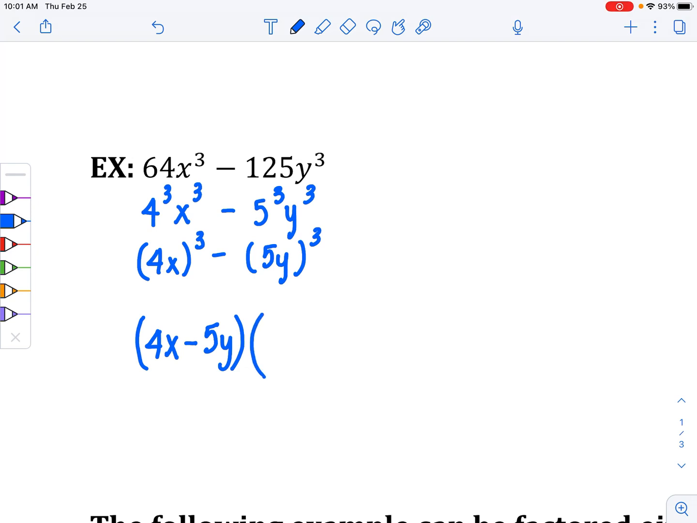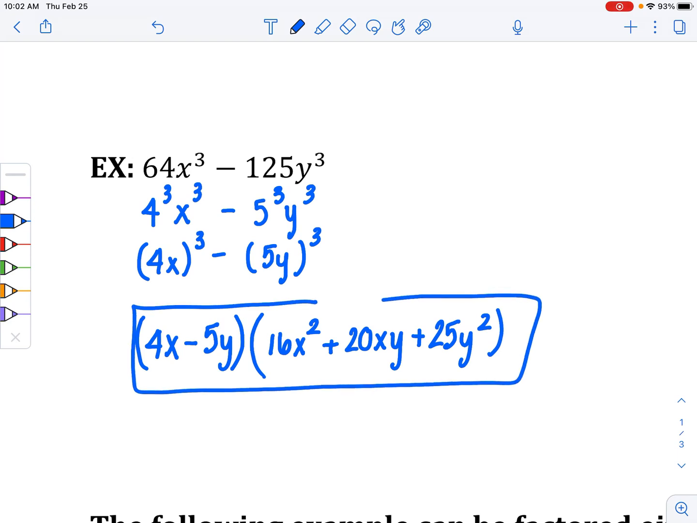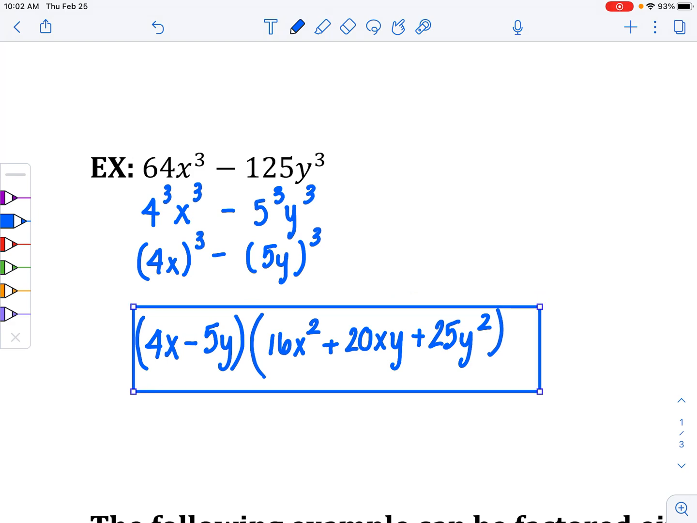We're going to take our first term squared. So 4x squared. This whole thing is being squared, leaving you with 16x squared plus our x times y. So 4x times 5y will give you 20xy. And always positive is our last term, which is the y value squared. 5y squared will be 25y squared. And you can leave your answer just like that. You use the difference of perfect cubes.